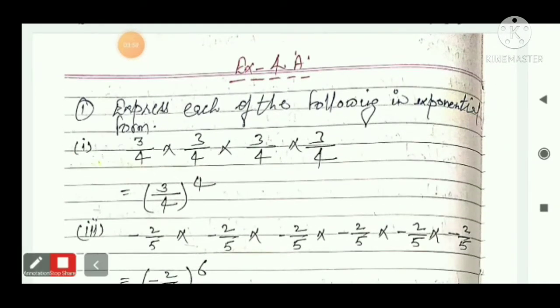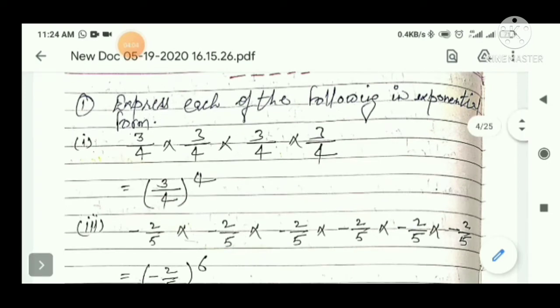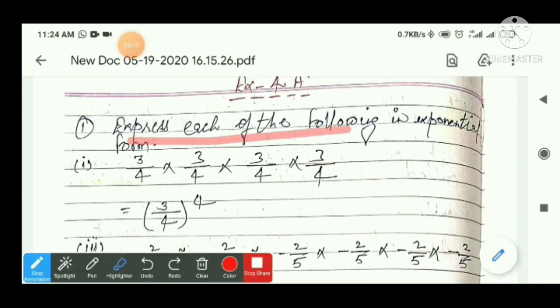So please look at question number 1. Express each of the following in exponential form. Students, I will tell you each part of each question. Here we have 3 upon 4 multiplied by 3 upon 4 multiplied by 3 upon 4 multiplied by 3 upon 4. So 3 upon 4 is repeating 4 times.